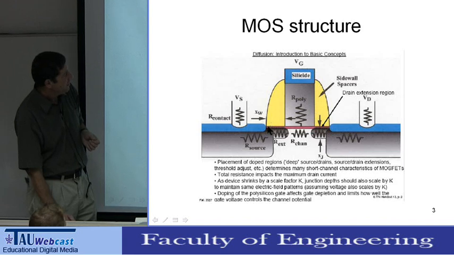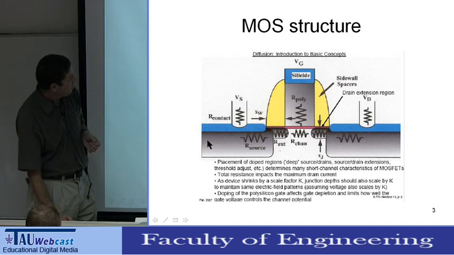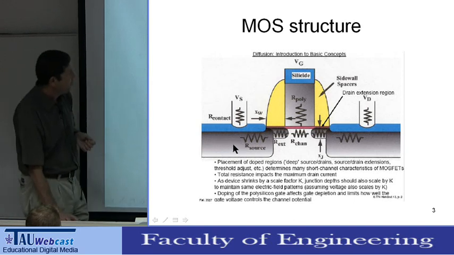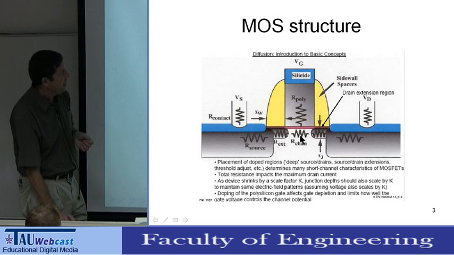And the reason is that during the process, first we produce the gate, then we implant a low doping in this area and this area. Then we introduce the spacer and implant the heavy doping for the source and the drain. So I'm going to show you today the way we produce the source and the drain and these shallow implant regions.